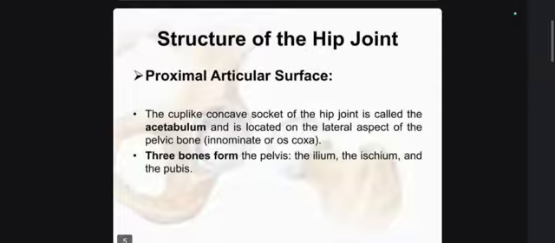Proximal articular surface. The cup-like concave socket of the hip joint is called the acetabulum and is located on the lateral aspect of the pelvic bone. 3 bones form the pelvis: the ilium, the ischium, and the pubis. Each of the 3 bones contributes to the structure of the acetabulum. The pubis forms 1/5 of the acetabulum, the ischium forms 2/5, and the ilium forms the remainder. Until full ossification of the pelvis occurs between 20 and 24 years of age, the separate segments of the acetabulum may remain visible on radiograph.